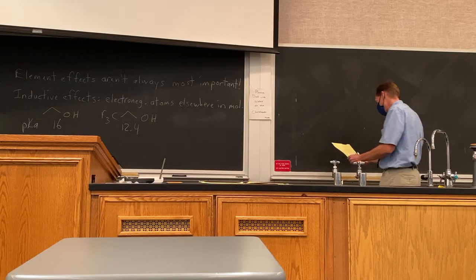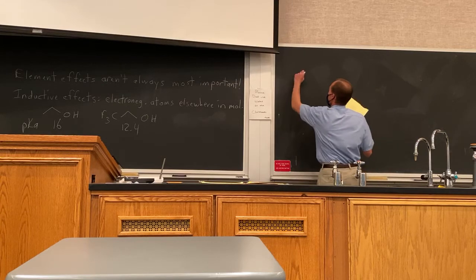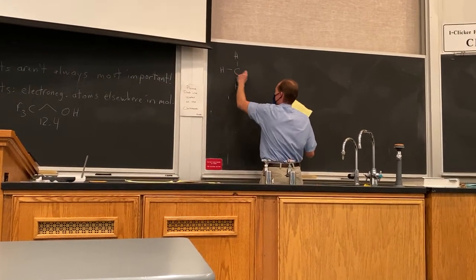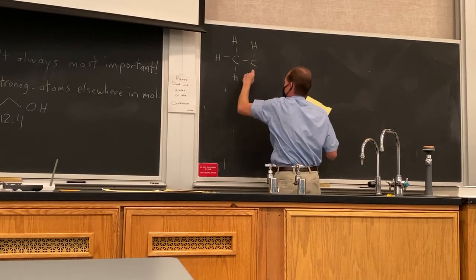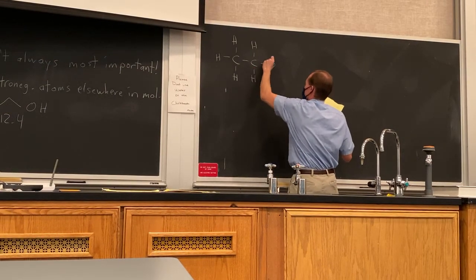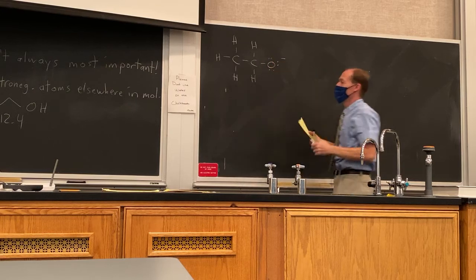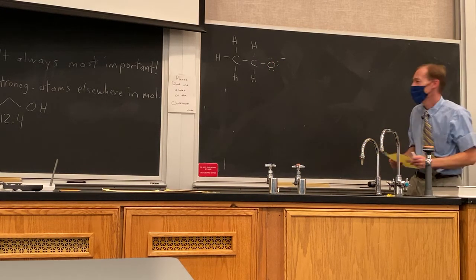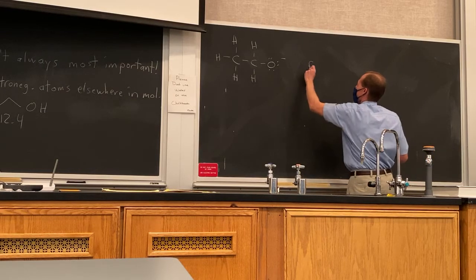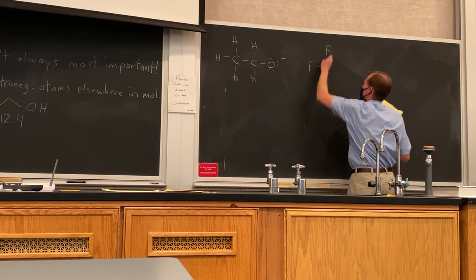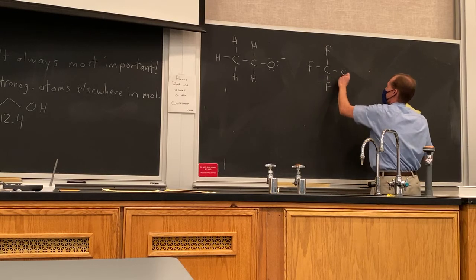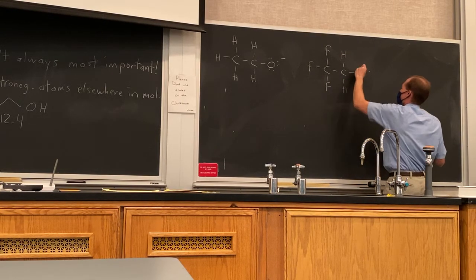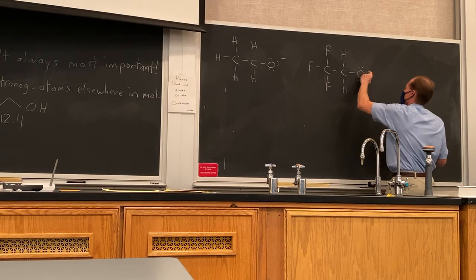So let's take a look at that. Let's draw that on the board. So first we'll draw the conjugate base of ethanol, which is known as ethoxide. And then over here we will draw trifluoroethoxide, the conjugate base of trifluoroethanol.